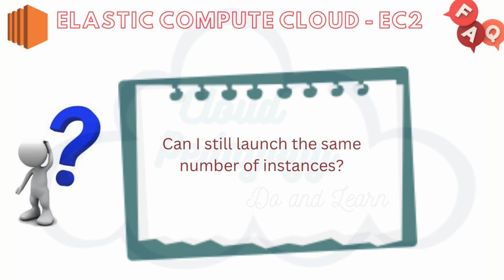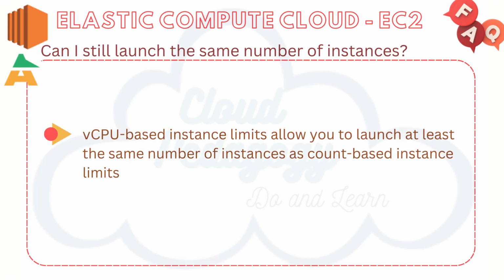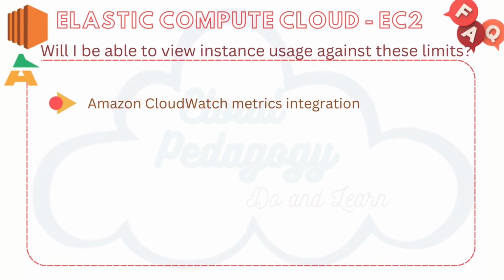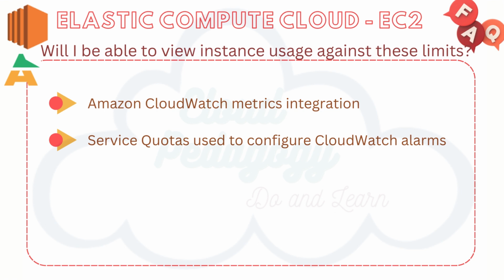Next, can I still launch the same number of instances? Yes, the vCPU based instance limits allow you to launch at least the same number of instances as count based instance limits. Will I be able to view instance usage against these limits? With the Amazon CloudWatch metrics integration, you can view EC2 usage against limits in the Service Quotas console. Service Quotas also enables customers to use CloudWatch for configuring alarms to warn customers of approaching limits. In addition, you can continue to track and inspect your instance usage in Trusted Advisor and Limit Monitor.